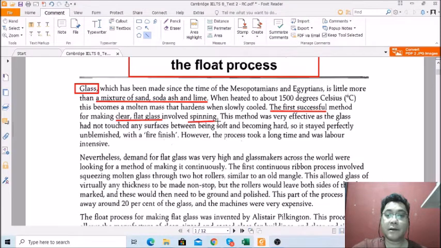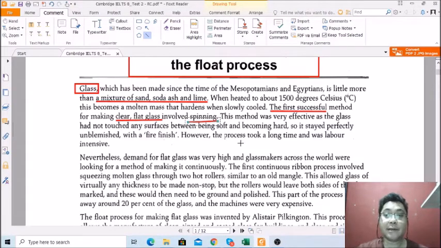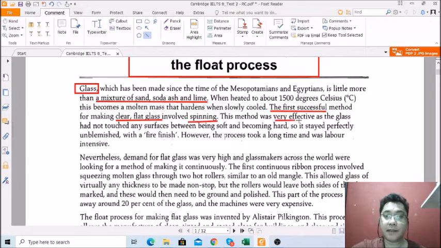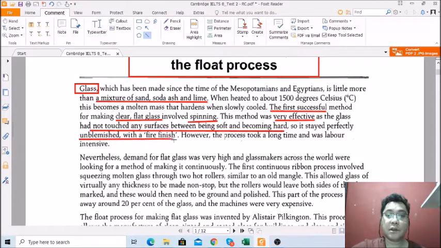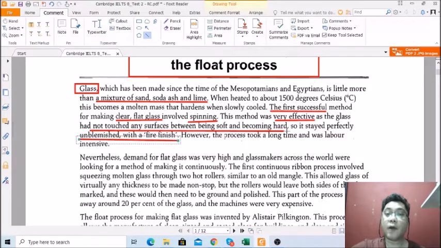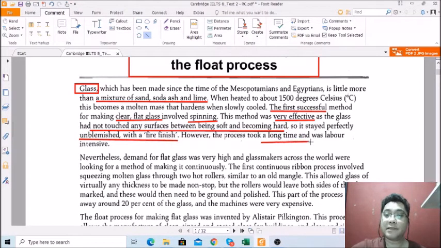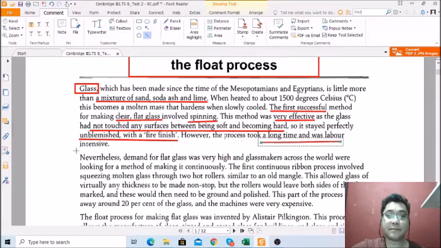So in here we can understand that this is the method. And it says that it is very effective. Why is this very effective? Because the glass does not touch any surfaces between being soft and becoming hard. Then it says that it's unblemished with a fire finish. However, it takes a long time and was labor intensive.